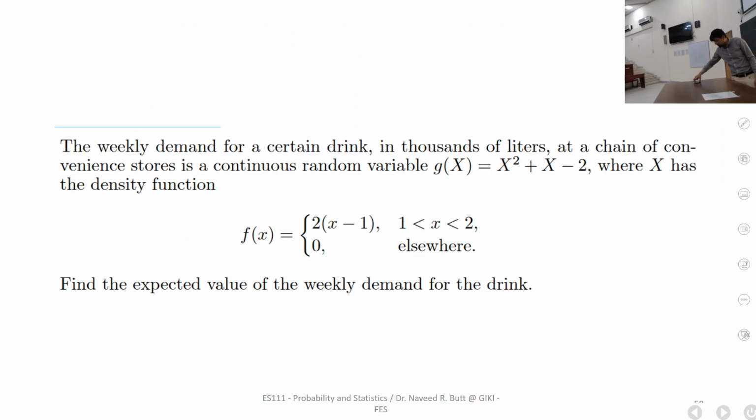Let's see, hopefully this is the last problem. Yeah, let's make it the last one. So what's this saying? The weekly demand for a certain drink, in thousands of liters, at a chain of convenience stores is a continuous random variable X, which has the density function, so and so. Find the expected value of the weekly demand for the drink.